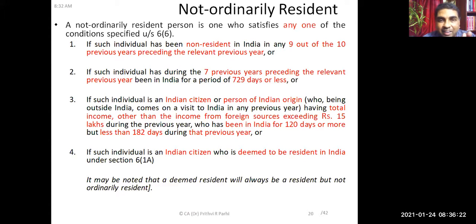And if he is non-resident in 9 out of 10 previous years, you have to take the 10 preceding previous years and see in which years he is non-resident. If he is non-resident in India in 9 out of 10 preceding previous years, then one condition is satisfied. Then we say he is not ordinarily resident. Are you getting? Okay. Just give me a moment.